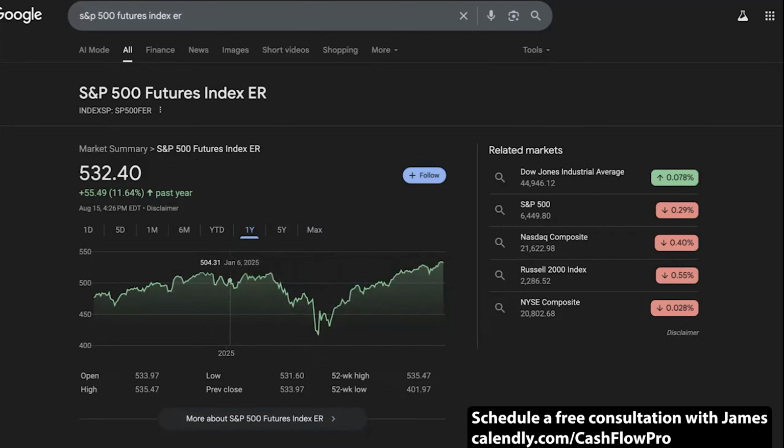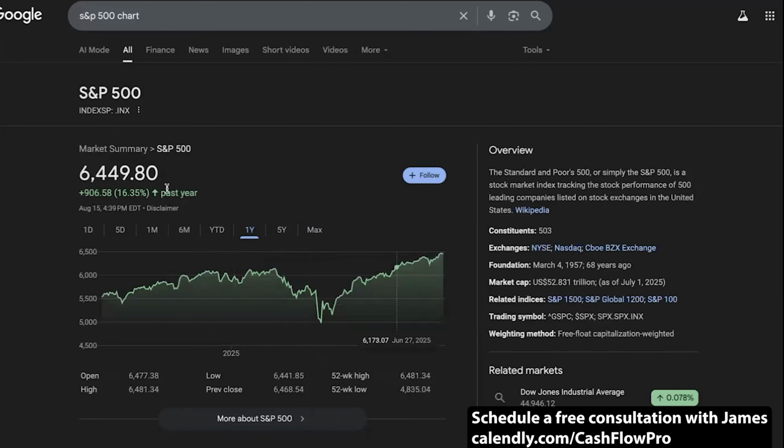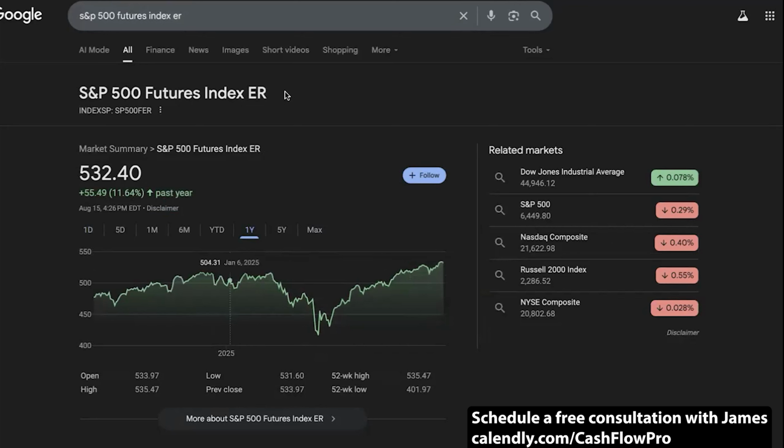You can see up 11% over the past year. The actual S&P up 16%. What's the difference there? It's about 5%, which is the effect of that excess return. That's the risk-free rate, which is right around 5% right now.